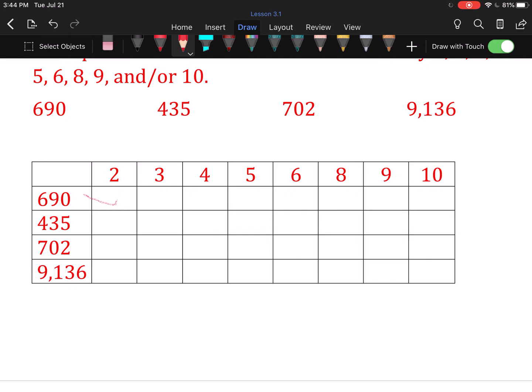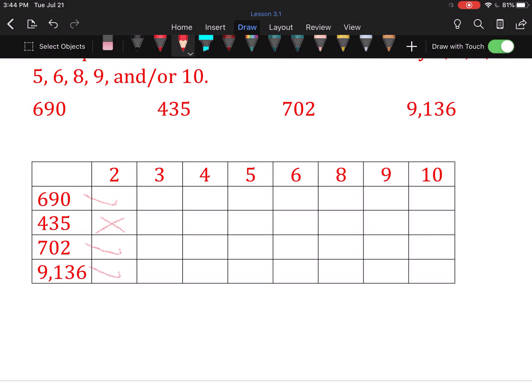I'm left-handed, by the way. My check marks will be backwards. But that's a check mark. 435: 5 is not even, so that does not divide by 2. 702, last number is 2, that's even. 9136, the last number is 6, 6 is even.